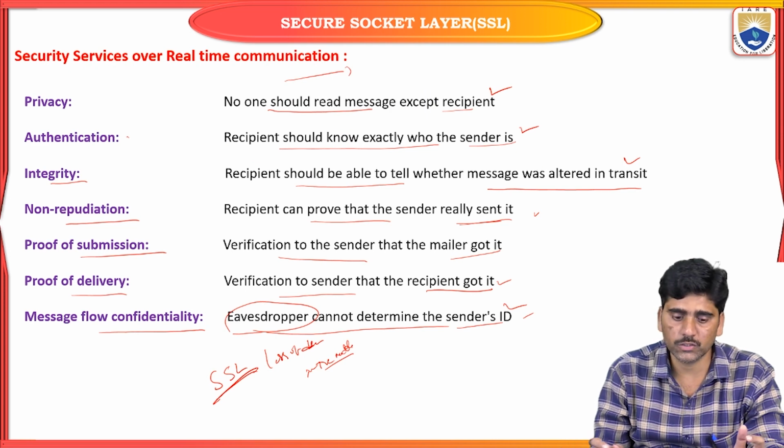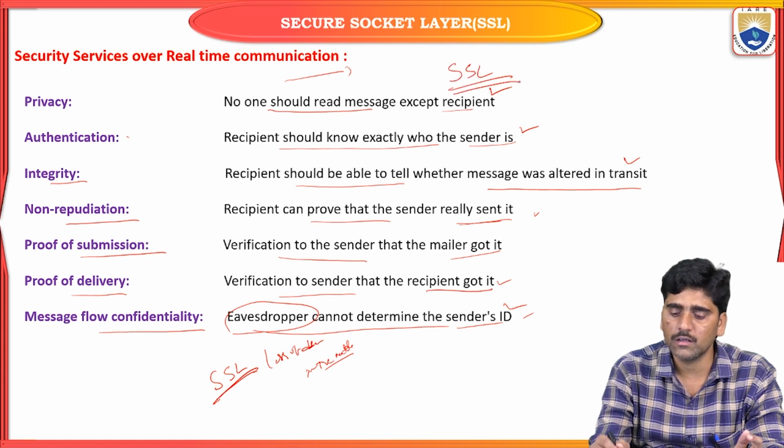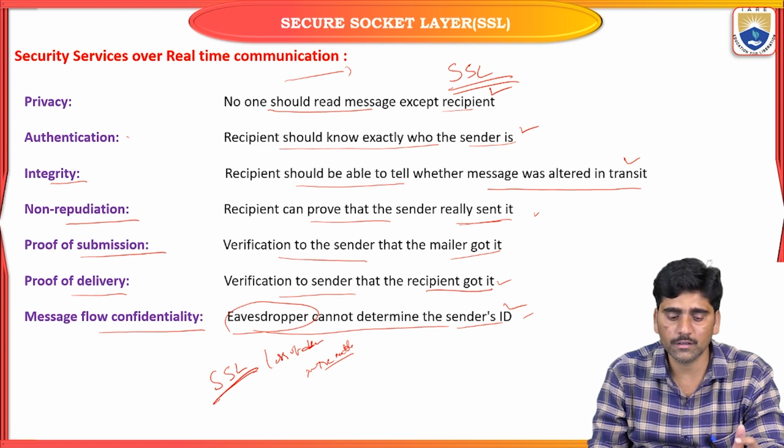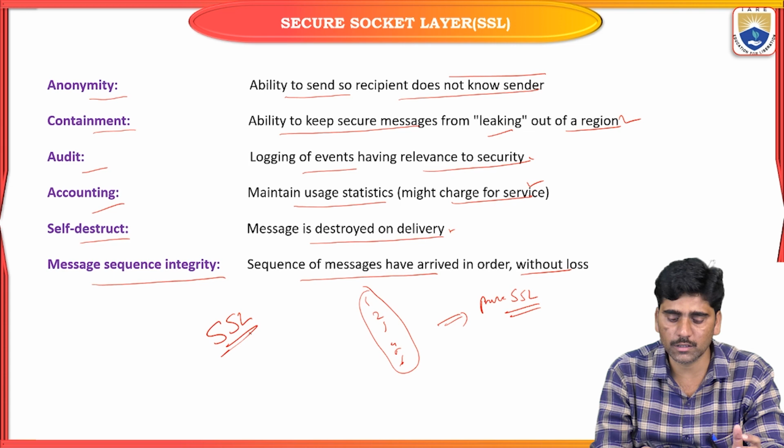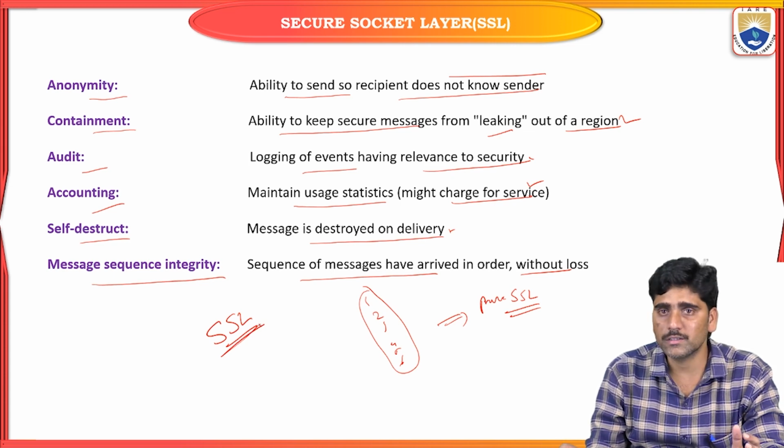And the services: security services over real-time communication using SSL certificates. Here are some of the services: privacy, authentication, integrity, non-repudiation, proof of submission, proof of delivery, message flow confidentiality, anonymity, containment, audit, accounting, self-destruct, message sequence integrity. So these are all the different types of secure socket layer services provided over real-time communication security with the help of SSL architecture or SSL certificates. That is about the secure socket layer.